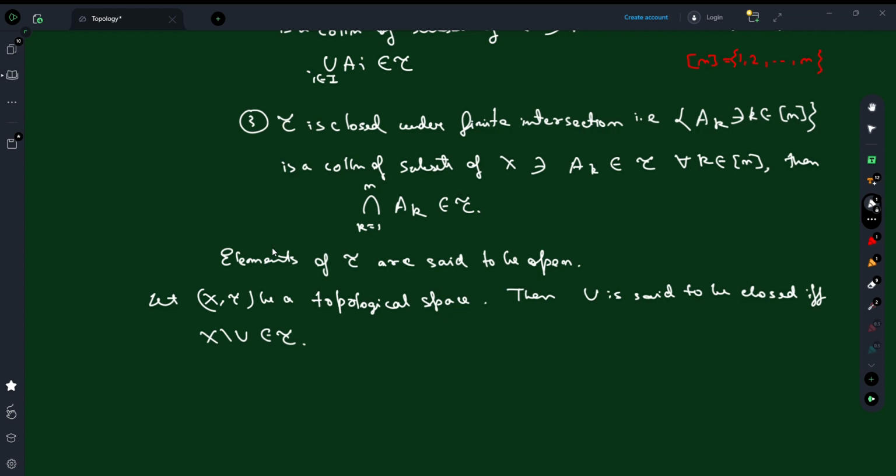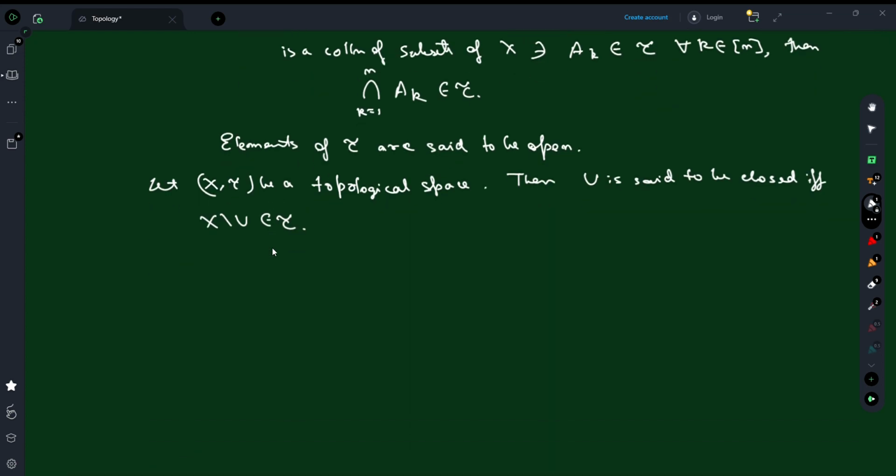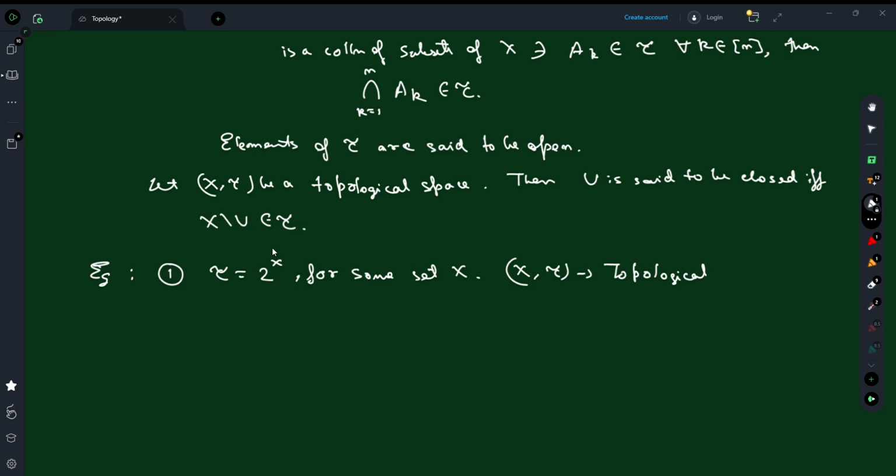Some very trivial examples of a topological space: let's say the discrete topological space. That is, if I consider tau to be all the subsets of X, for some set X, then obviously (X, tau) is a topological space. Because if you consider any arbitrary family of subsets of X, then their union is also a subset of X. If you consider a finite family of subsets of X, then their intersection is also a subset of X. And X is a subset of itself, so it belongs to the power set.